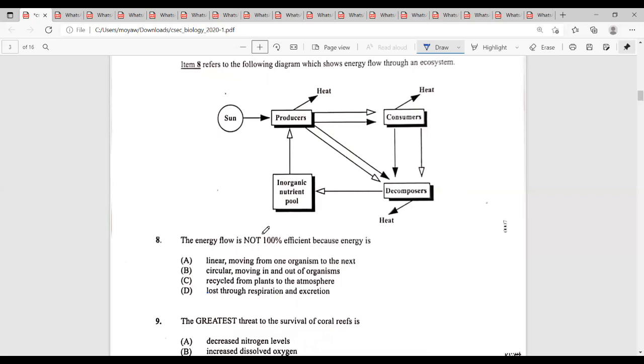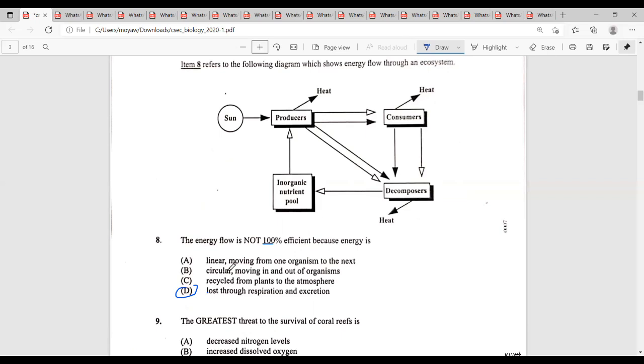So the energy flow is not 100% efficient because energy is... So we have A, linear, moving from one organism to the next. B, circular, moving in and out of organism. C, recycled from plants to the atmosphere. And then D, lost through respiration and excretion. So the best option here is lost through respiration and excretion. And that's why we're saying that the energy flow is not 100% efficient, because energy gets lost. As you can see, the heat, remember, heat is a form of energy.